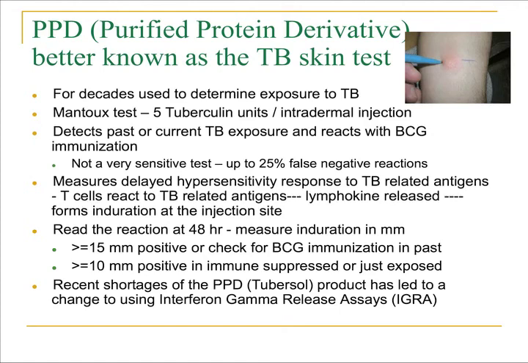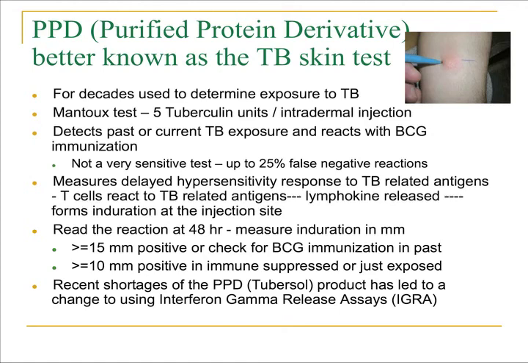The induration is actually measured in millimeters 48 hours after injection, and if it's greater than 15 millimeters, it is either a positive reaction or you need to check the patient's history for BCG immunization. If it's greater than 10 millimeters in an immune suppressed person or a person that has just been exposed during an outbreak situation, that is also considered positive.